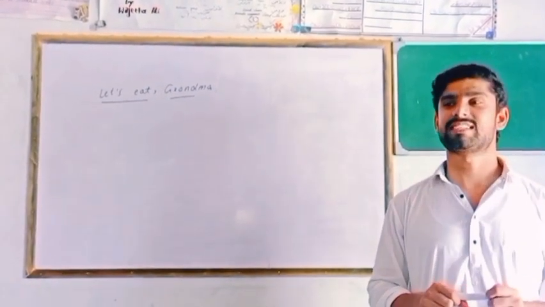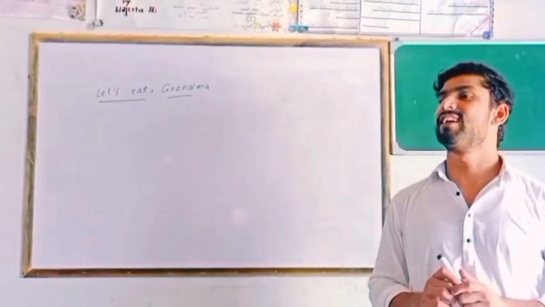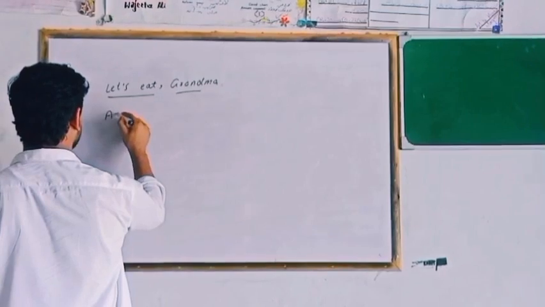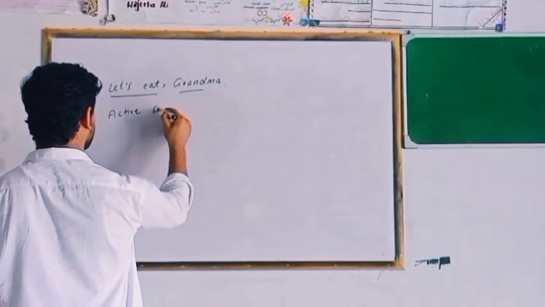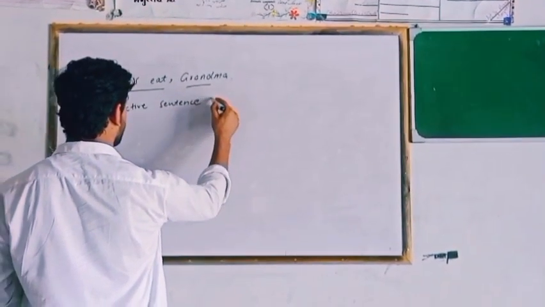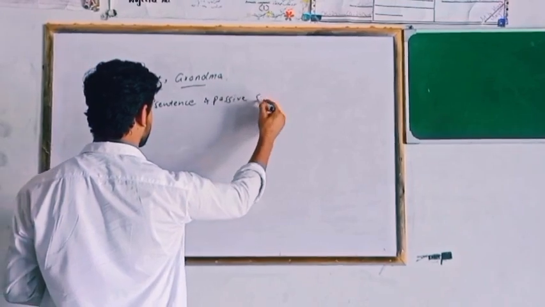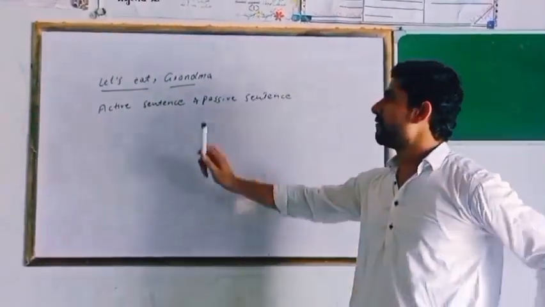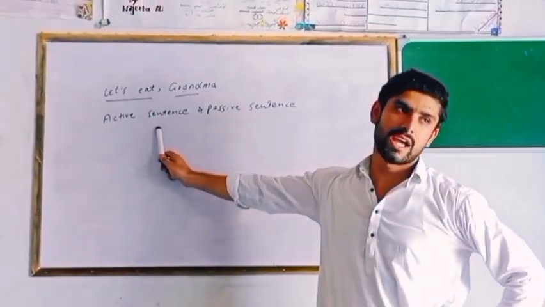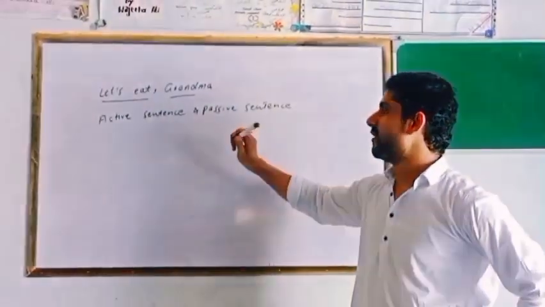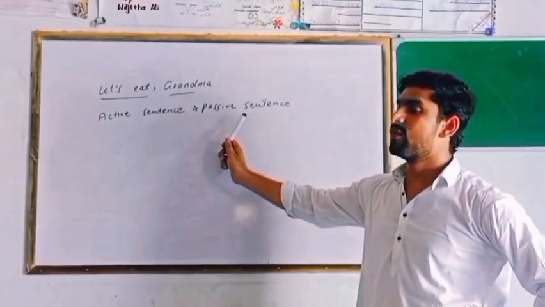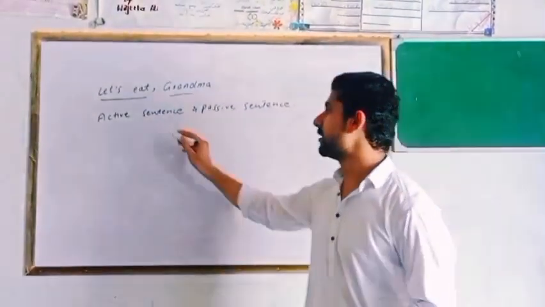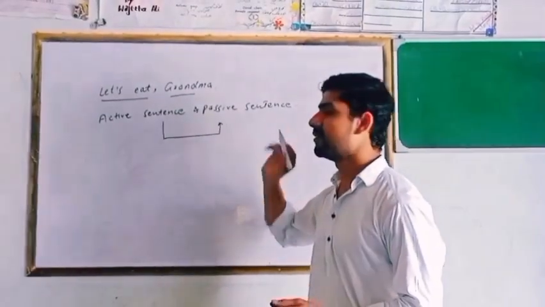I have told you yesterday. What is that? Yes, active and passive sentence. So we are going to study active sentence and passive sentence. We are going to know why we prefer passive voice and why we prefer active voice. And when we do prefer passive voice, what is the reason behind it? And secondly, we are going to study how to convert an active sentence into passive sentence.